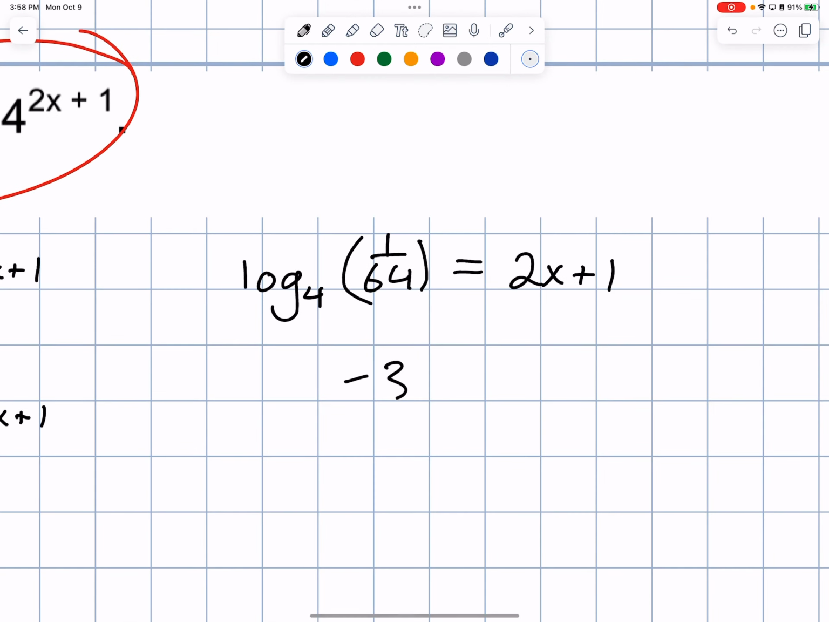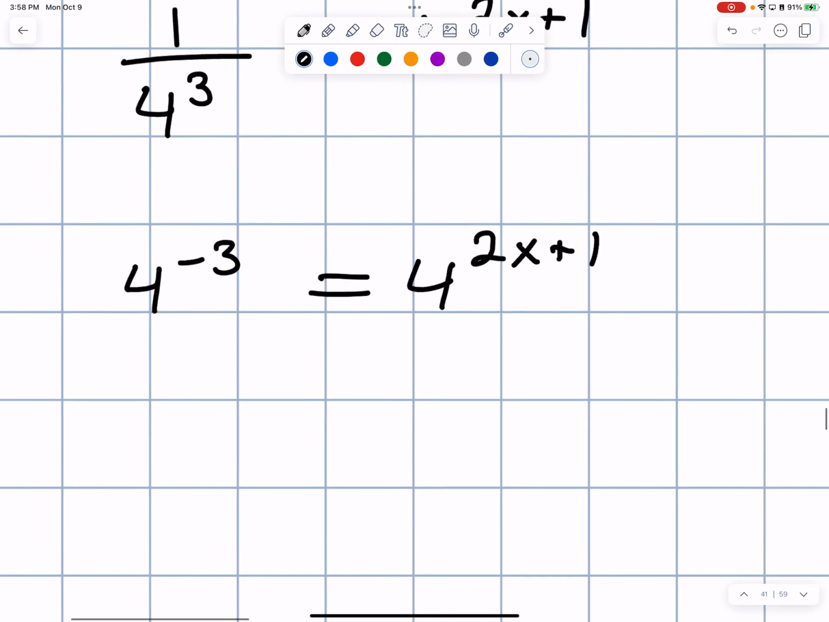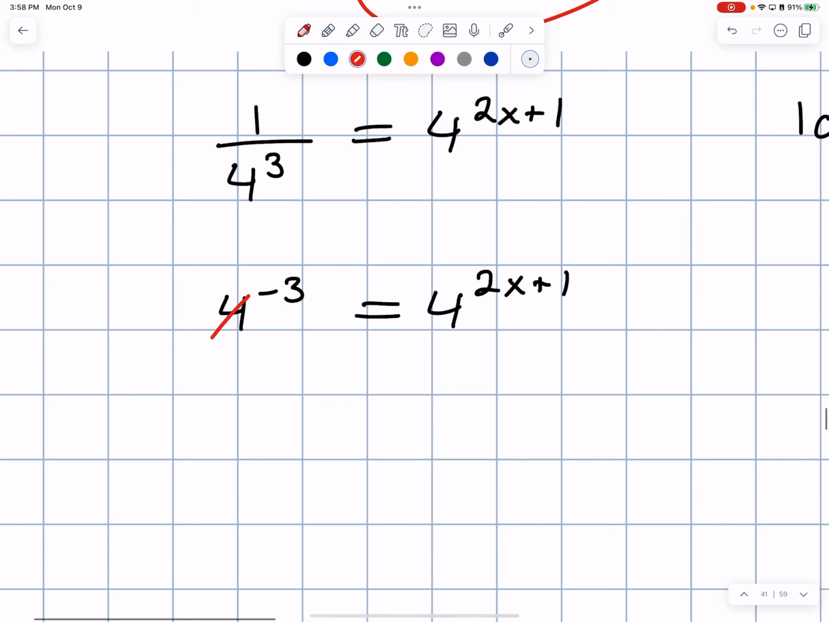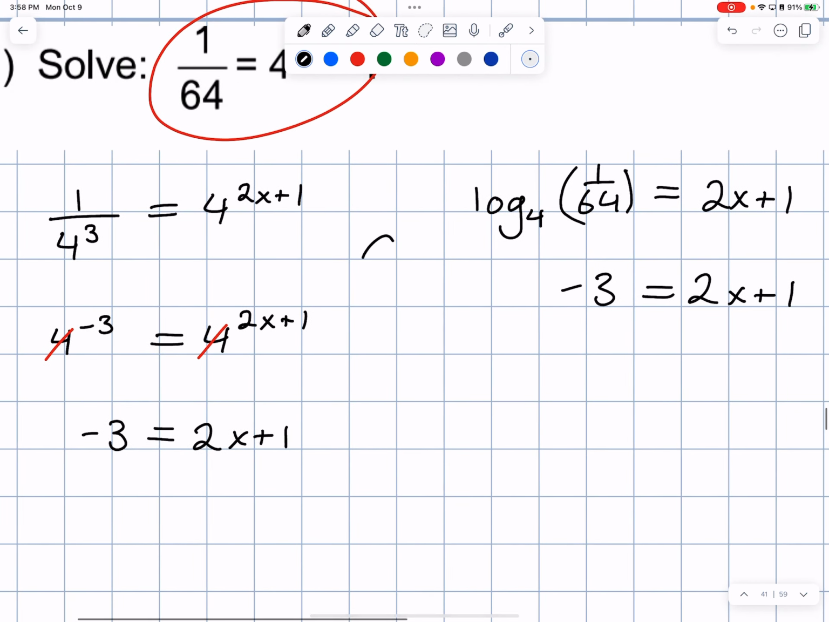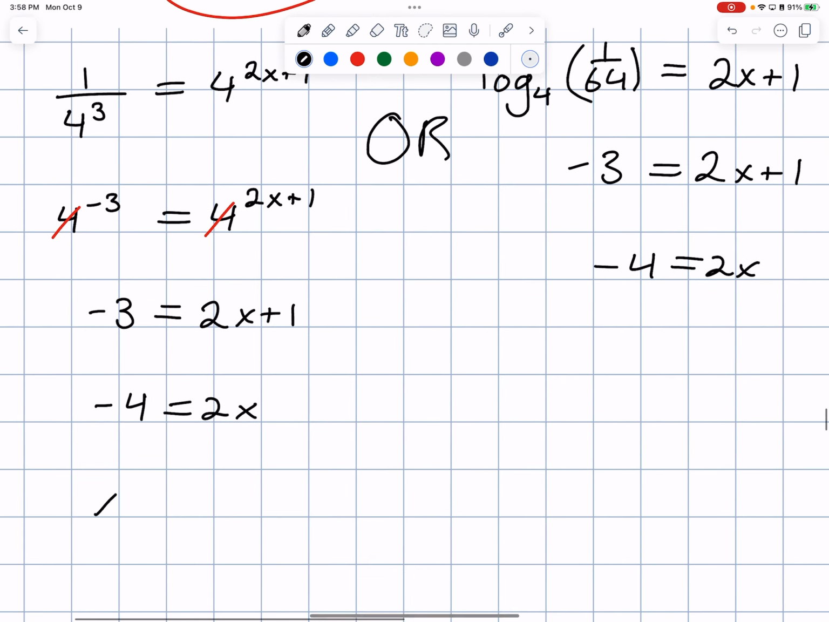Your calculator would give you negative 3. I got the same thing. If I've got this, these 4's can basically cancel, and I will have negative 3 equals 2x plus 1. Same thing. Two different ways to solve it. Either way is okay. Then I'm just going to subtract 1 from both sides. This one will be the same. Divide both sides by 2. I get x equals negative 2. Questions?